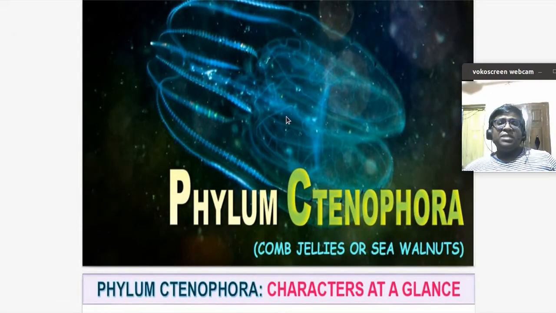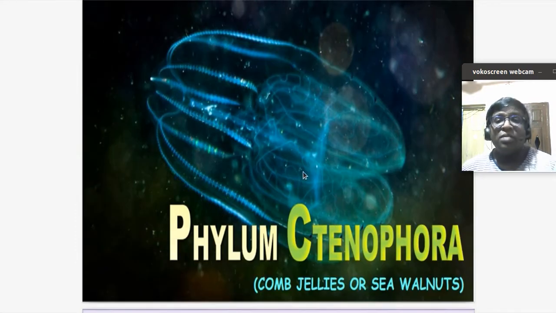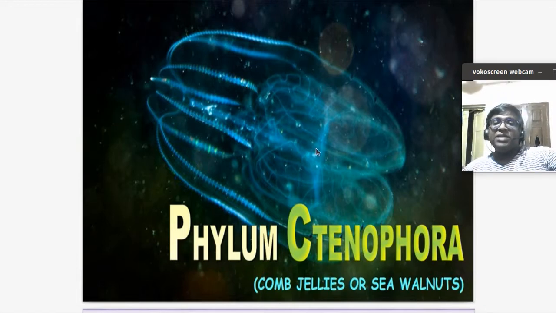The next phylum is Ctenophora. They are commonly called comb jellies or sea walnuts. They exhibit bioluminescence. Probably they were found deep underwater, so they exhibit bioluminescence. They are self-illuminated. So bioluminescence is the characteristic trait of phylum Ctenophora.